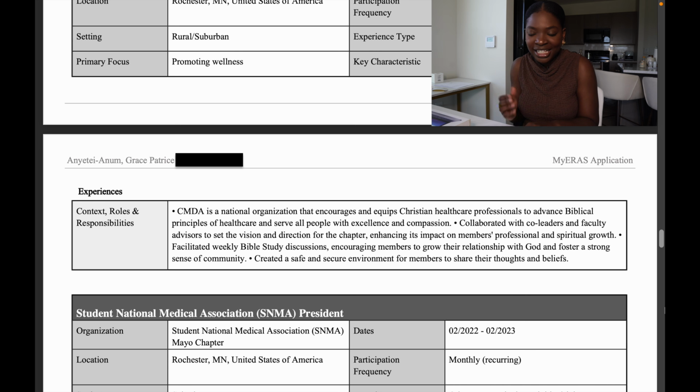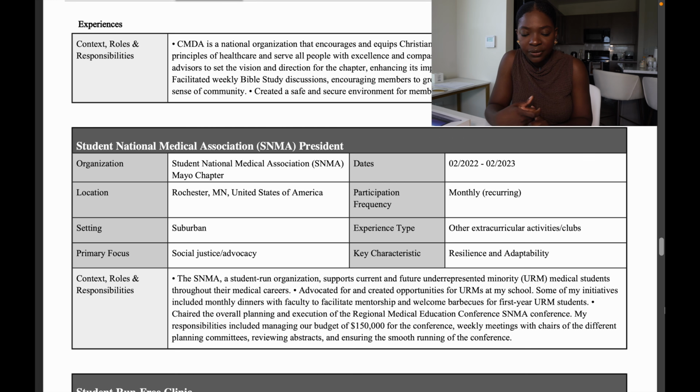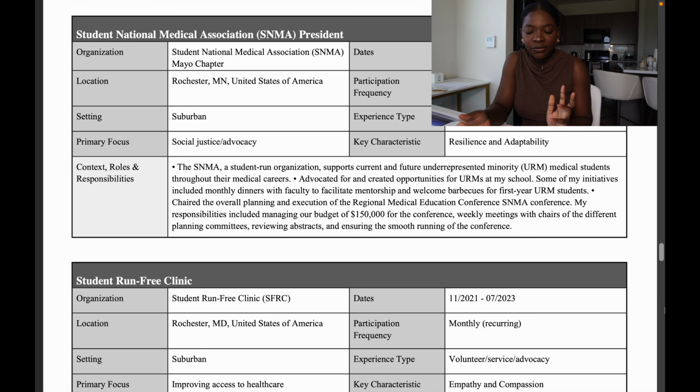And the next thing, I was SNMA president, and SNMA is a student body for underrepresented minorities. They have chapters in all medical schools. So I did that for a year, and that was in my application. The other thing was that I was a co-leader for a student-run free clinic. I did that for a year, so that also ended up on my application.